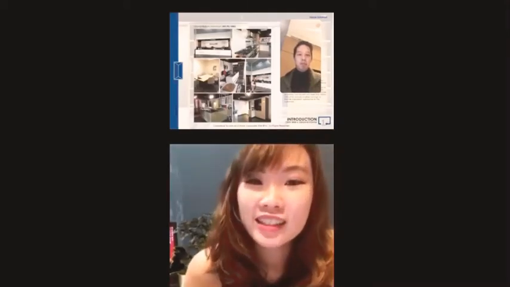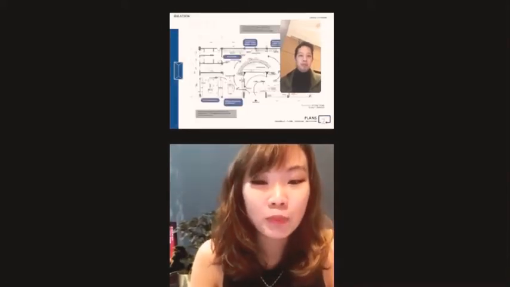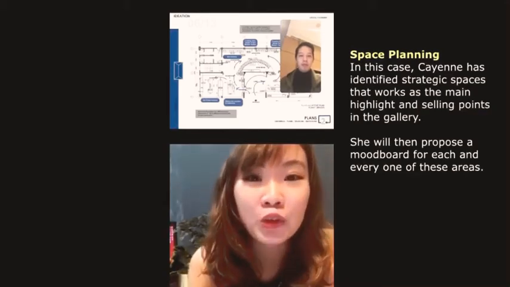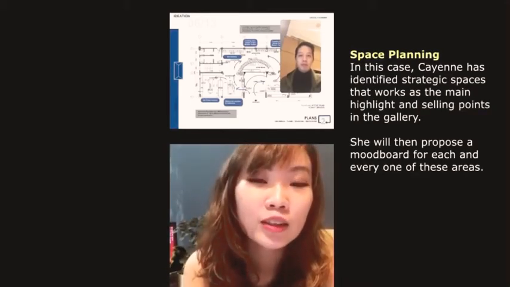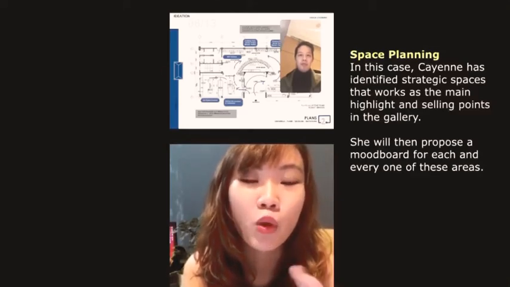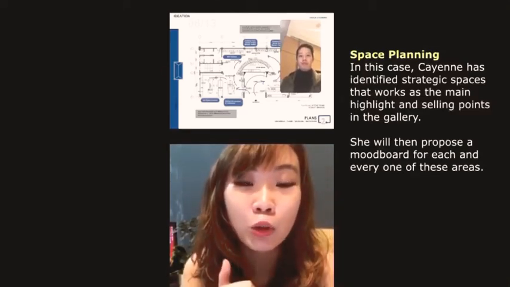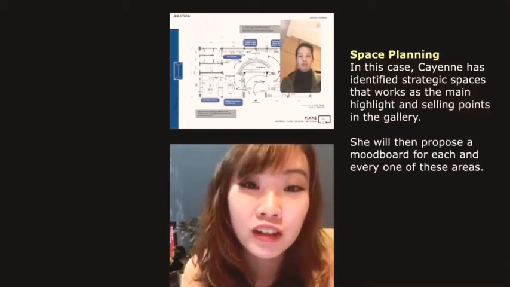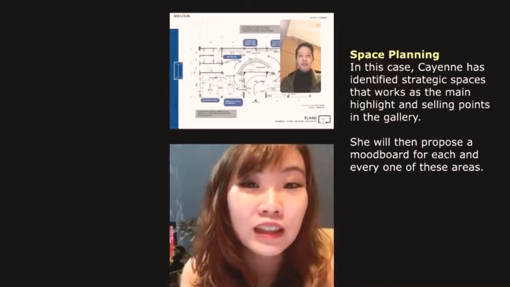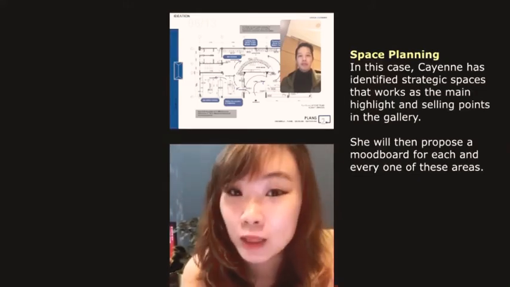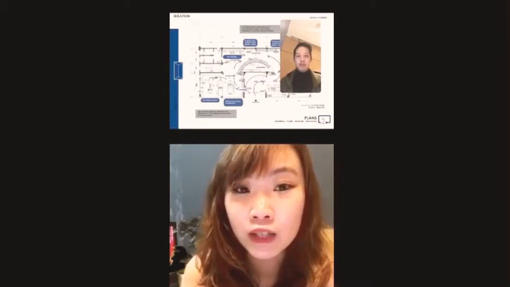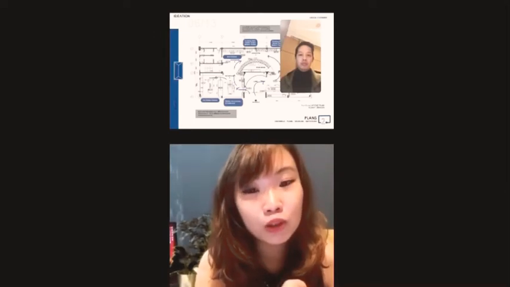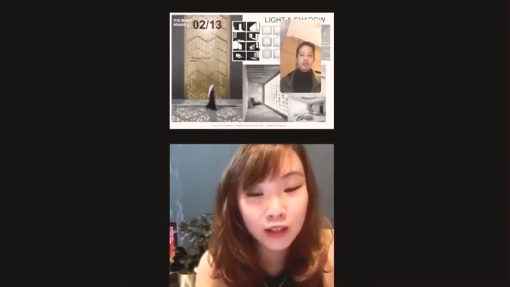So the third one, space planning. You have to work on the space and identify the selling point and highlights. On the screen, this is actually a layout plan. The initial idea is to break the walls around the old showroom, to make it a space where people can circulate around that area to enhance their experience around the showroom. So after you understand all these points, you can start to make the mood board. Your mood board should have all these points from number 1 to 3.